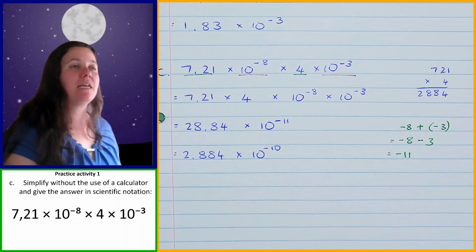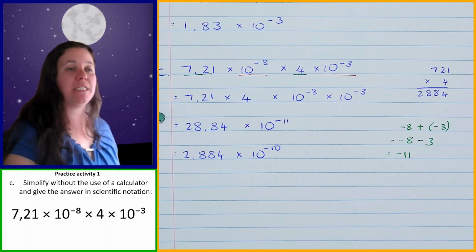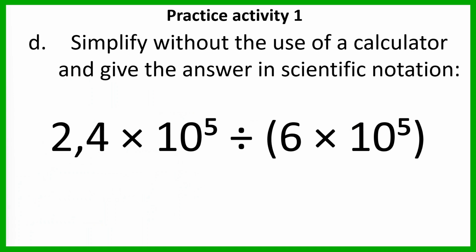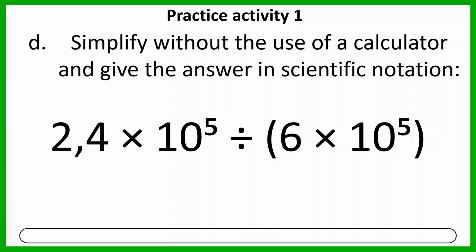Okay, so that's question C. Now let's go on to question D, where you're going to be doing some division. So in question D, you've got 2.4 multiplied by 10 to the power of 5 divided by, in brackets, 6 times 10 to the power of 5. Okay, so I'm going to give you 1 minute for this one as well.